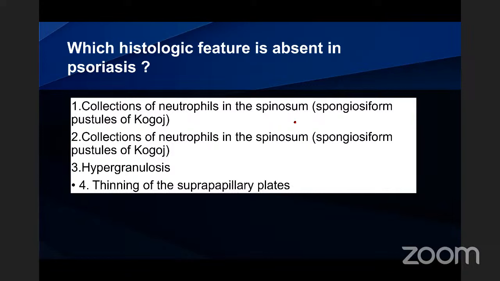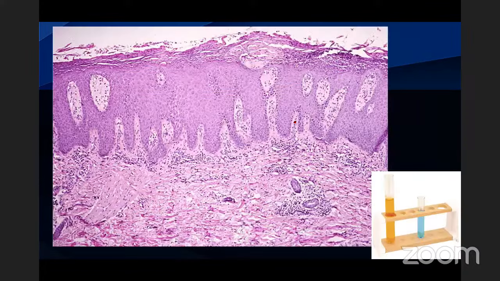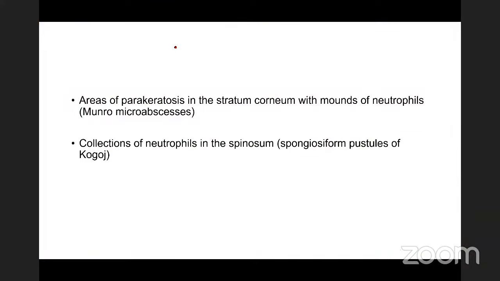Everybody should remember, whenever I'm talking about psoriasis, it has a very typical feature called hypogranulosis. There is a test tube appearance like this. There is suprapapillary thinning, but the granular layer is very, very thinned out in psoriasis. Always remember that collection of neutrophils can occur in the stratum corneum, and that is called Munro microabscess. If they occur in stratum spinosum, these are called Kogoj. So hypogranulosis is seen in psoriasis, not hyper.